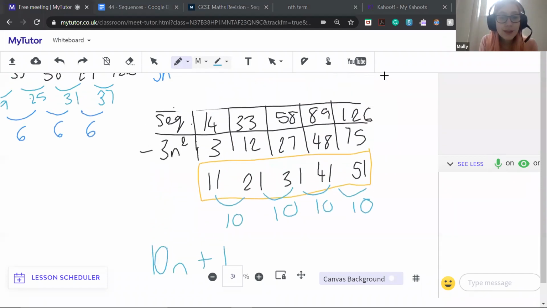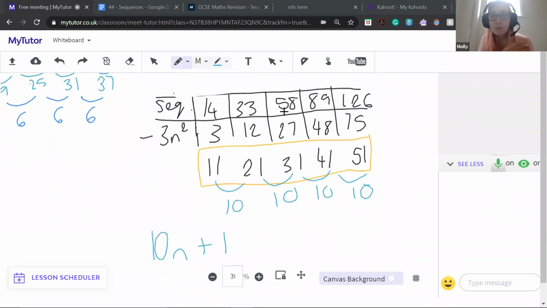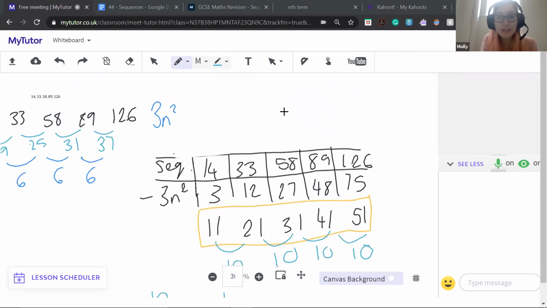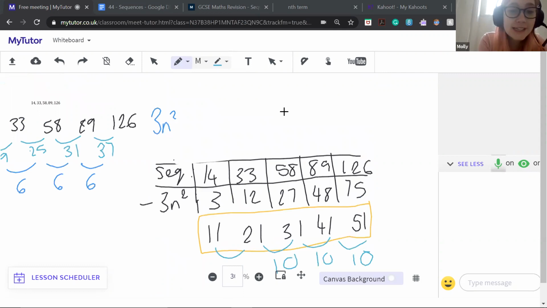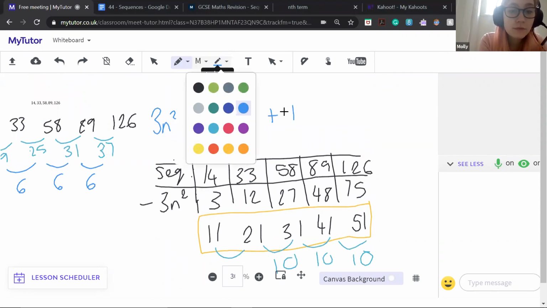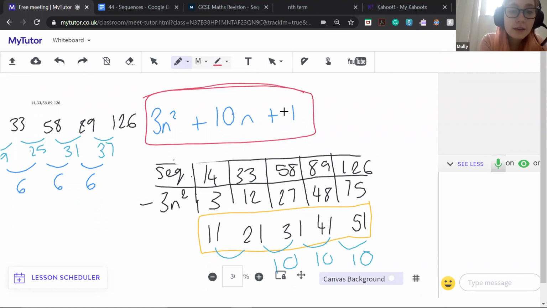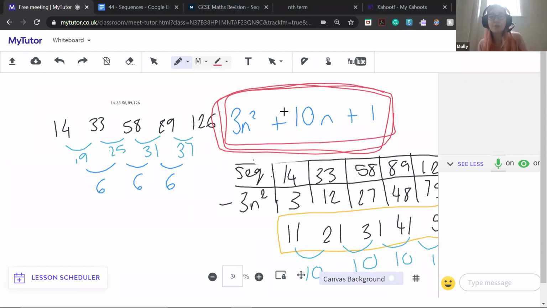Now, all you do, because 10n plus 1 is what we had left when we got rid of the 3n squared, you just whack it back together. 3n squared plus our 10n plus 1. And that is the nth term for this sequence, this 14, 33, and so on. It's 3n squared plus 10n plus 1.